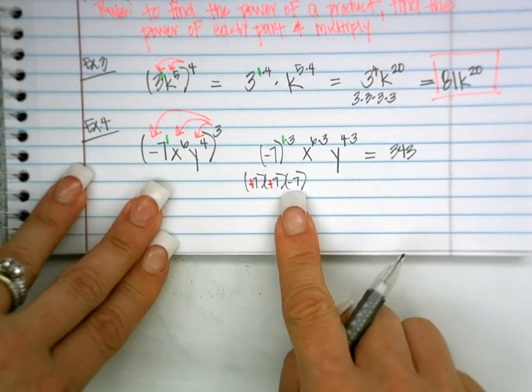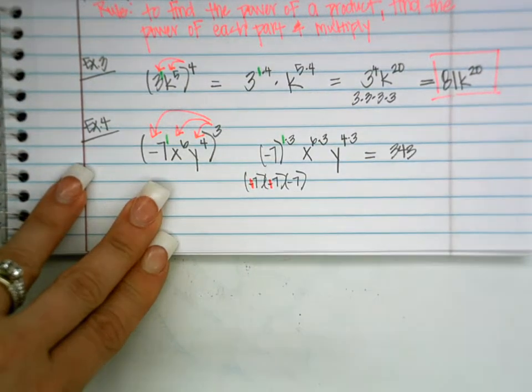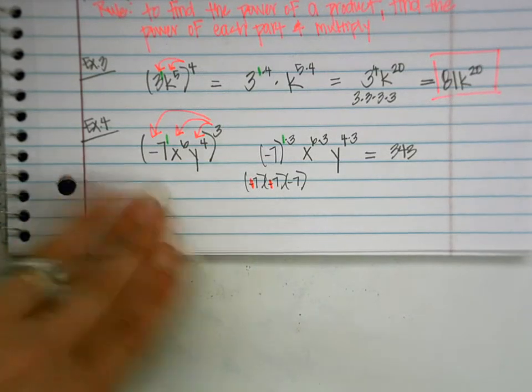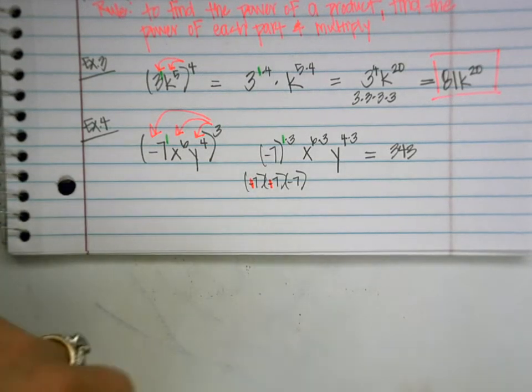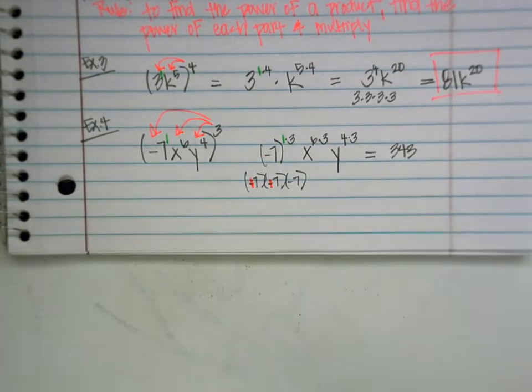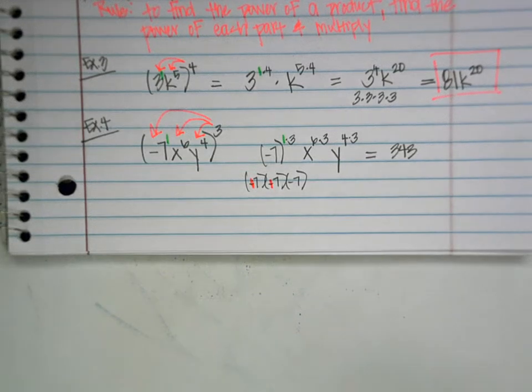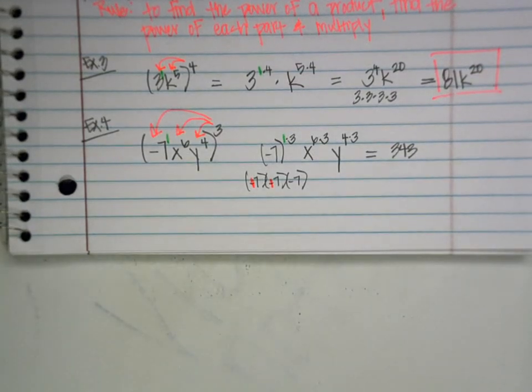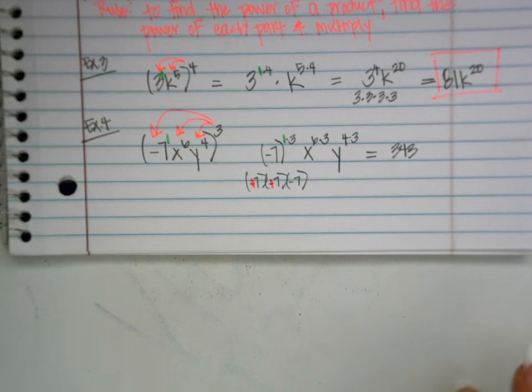Okay, so can anyone come up with a rule or a way to remember how you can tell if it's going to be positive or negative? It has something to do with even and odd. Nathan? If the exponent is odd, then it's going to be a negative number, but if the exponent is even, it's positive.